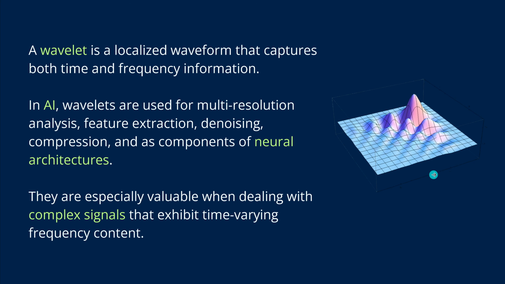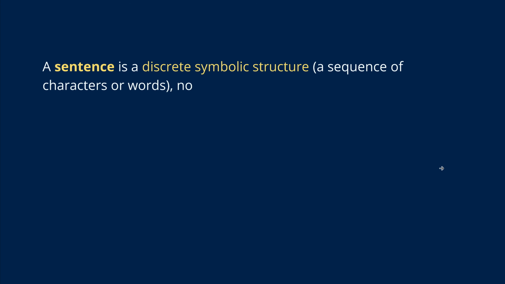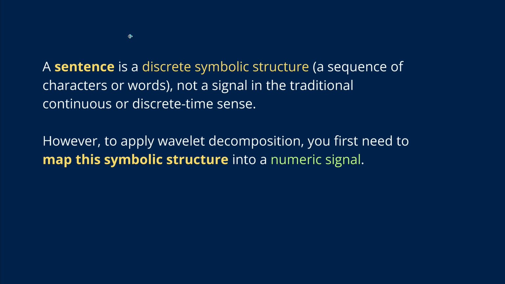And I would say, but hey, how should this help us if I have a human sentence? How can I use this in AI? Now, a sentence is a discrete symbolic structure if you look at it a little bit farther away. So this is a sequence of characters or words or tokens, but it is not a signal in the traditional continuous or discrete time sense of a mathematical look. So how do we change these systems? It's easy. We apply a wavelet decomposition.